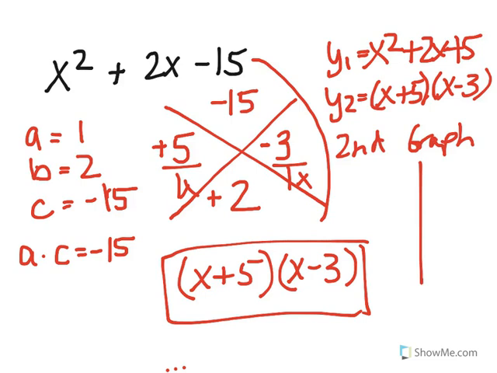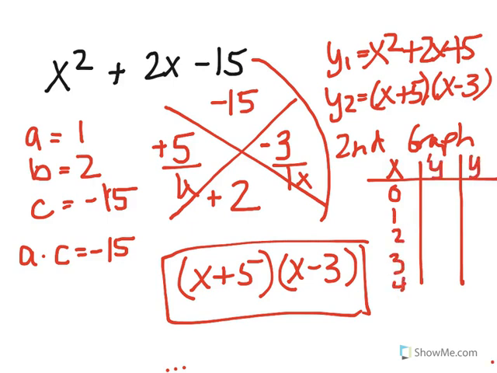When you look at your table, it's going to have 3 columns. This will be the x's, this will be y1, and this will be y2. These should be exactly the same. Each row should have exactly the same numbers in them, otherwise your factors are not right. Okay, this is a good way to check.